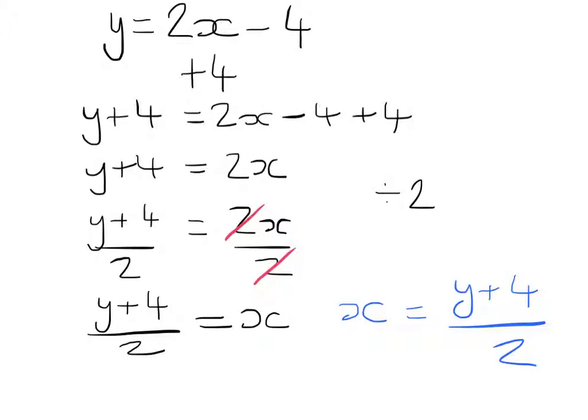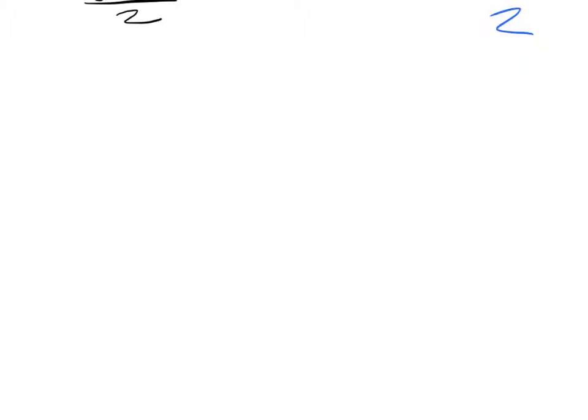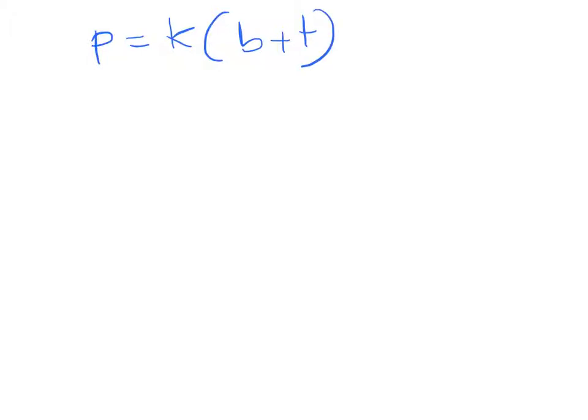Brilliant. Right then, I think it'd be handy if I did another example. Alright, let's have a go at this one. It's a bit more difficult, but I think you can handle it. Do it in blue. P equals K, open brackets, B plus T, close brackets. Make T the subject of this formula. So not P anymore, T.